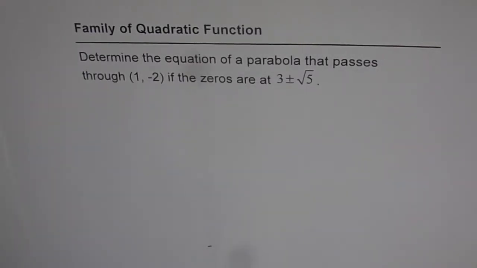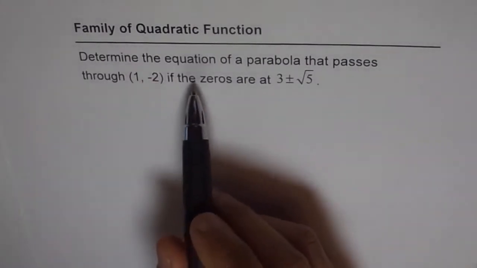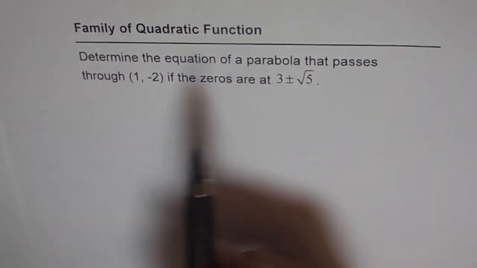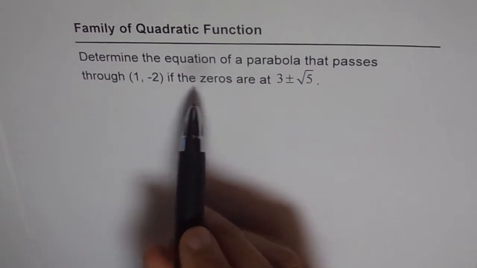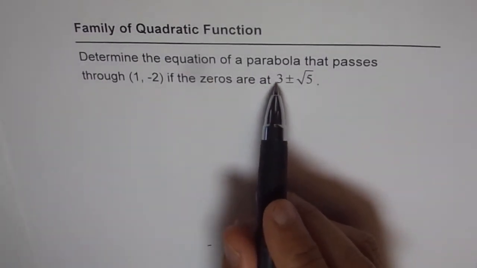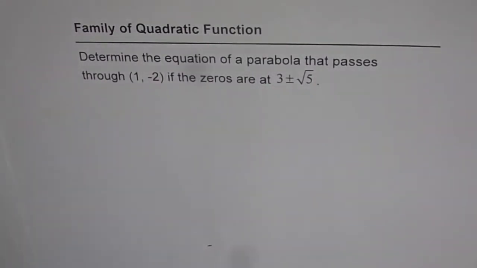Here is a test problem from the family of quadratic functions. The question is, determine the equation of a parabola that passes through (1, -2) if the zeros are at 3 ± √5.